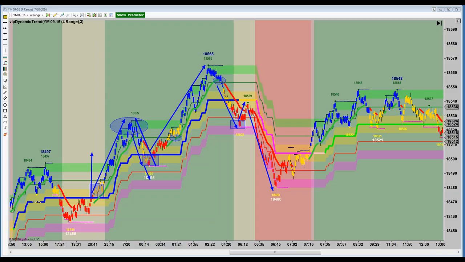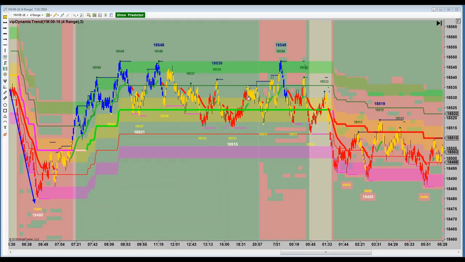You can't really see and know what to do with a whipsaw unless you've prepared yourself for it ahead of time, right? That's what we're about to do right now. I fast-forwarded the YM chart to this morning.